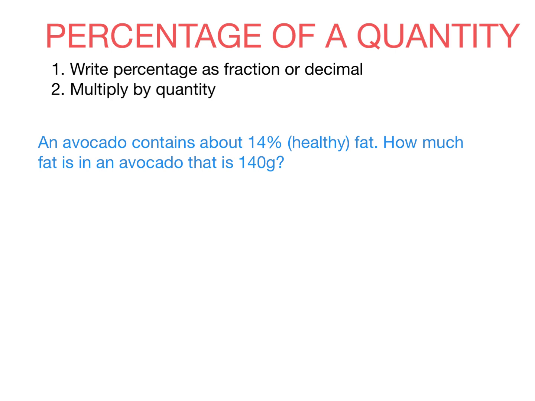So we always follow these two steps. Write the percentage as a fraction or a decimal, either way doesn't matter, and then we multiply by the quantity. So let's look at an example.